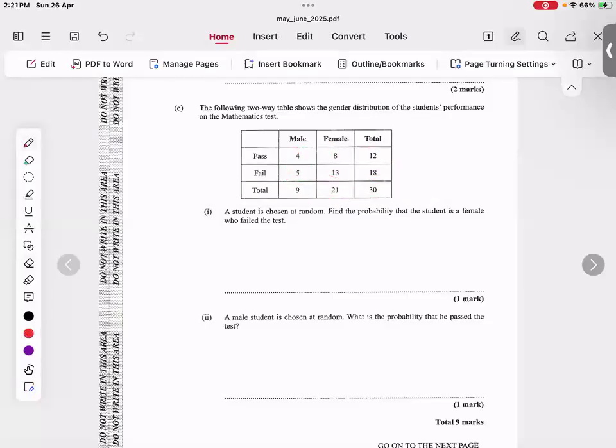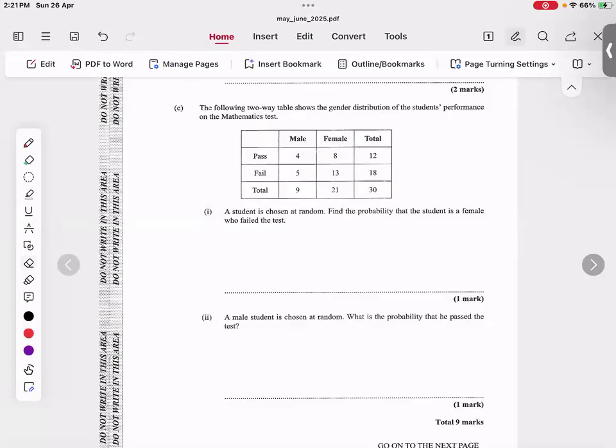Now, a student is chosen at random. You're to find the probability that the student is a female who failed the test. So you pick somebody at random out of the 30. What's the probability that the person you pick is a female and the female failed?